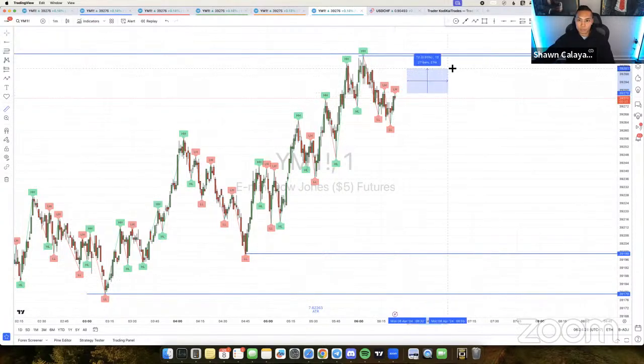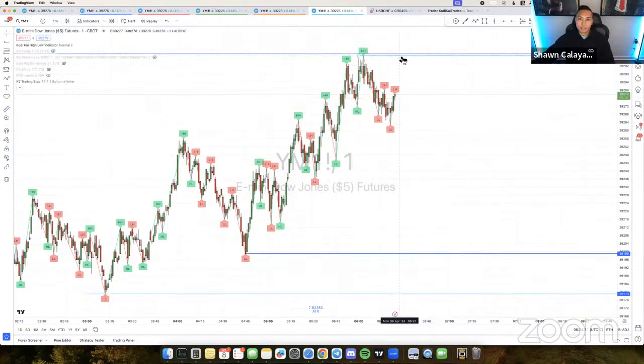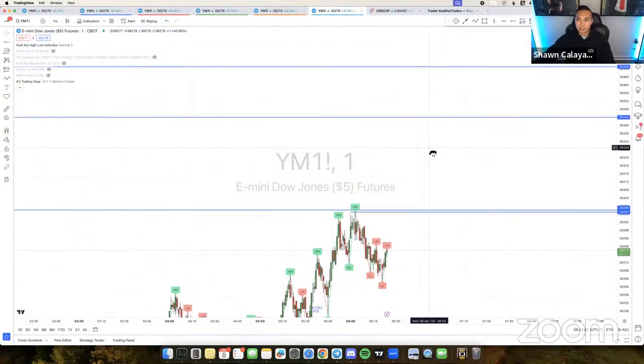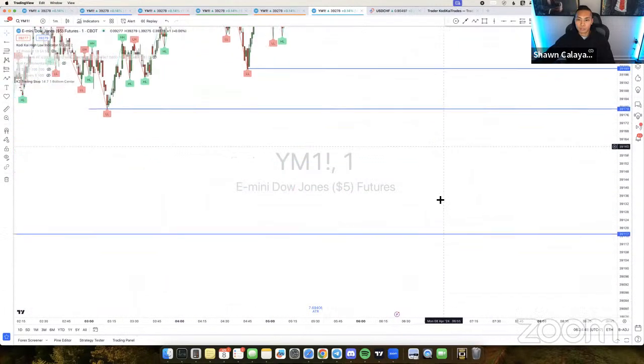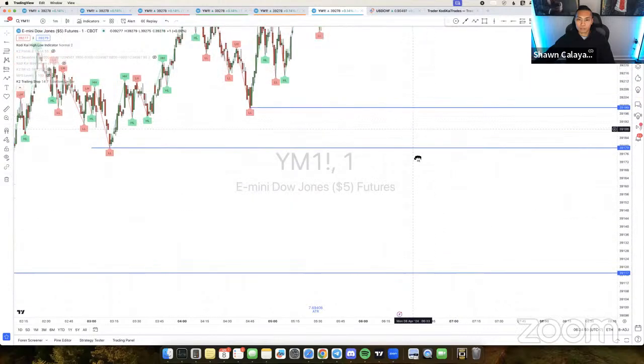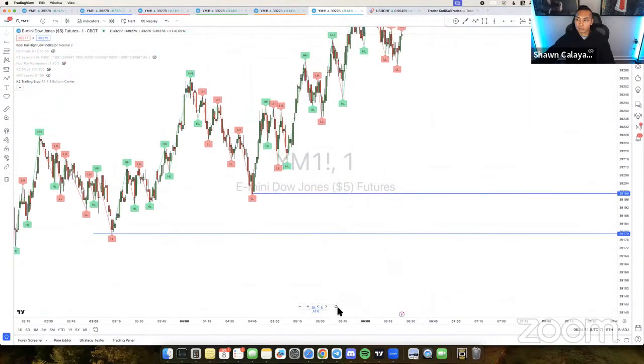The one above is currently less than 20 points away. So this is probably going to get hit here, either pre-market or on market open. That's going to be the closest one. And then other than that, there's a couple that are above it right here, about 40 points higher. And then down below also. So it's a good midway point.